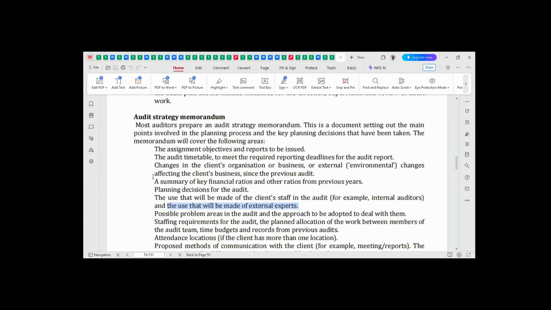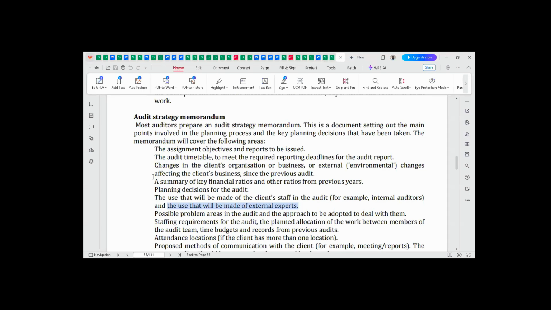Possible problem areas in the audit and the approach to be adopted to deal with it. So the auditor should know the critical areas where it poses challenge to him or her as an auditor. Okay, he needs to know. That is the essence of you conducting a preliminary audit risk assessment. You need to know all the critical areas of the business.